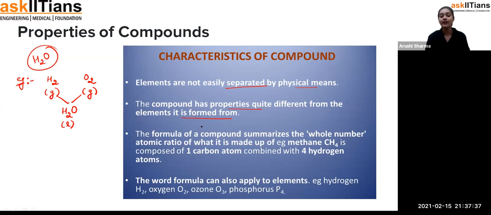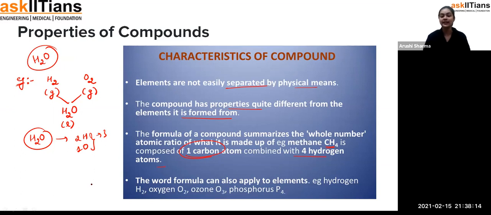Okay. Now, the formula of a compound summarizes the whole number atomic ratio of what it is made up of. Like methane, CH4, is composed of one carbon atom combined with four hydrogen atoms. Obviously, students, whenever we study the formula of any compound, we get the idea of how many atoms it has. For example, H2O indicates that it contains two hydrogen and one oxygen. That means in total it contains three atoms.